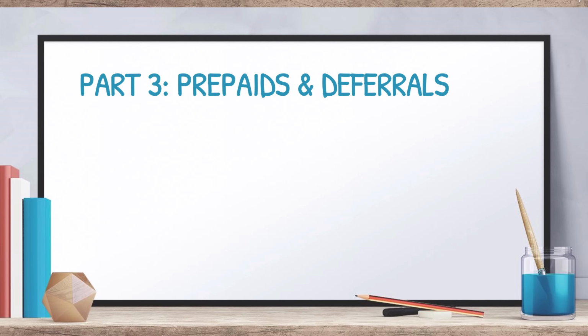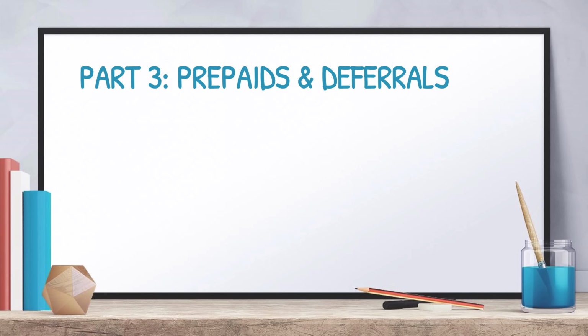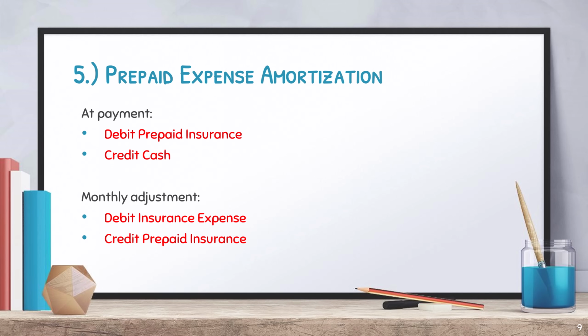Part 3, Prepaids and Deferrals. 5. Prepaid Expense Amortization. Example, insurance paid for 12 months up front. At payment, book this entry. And for the monthly adjustment, book this entry. The logic is we paid early. Now we slowly expense it month by month.